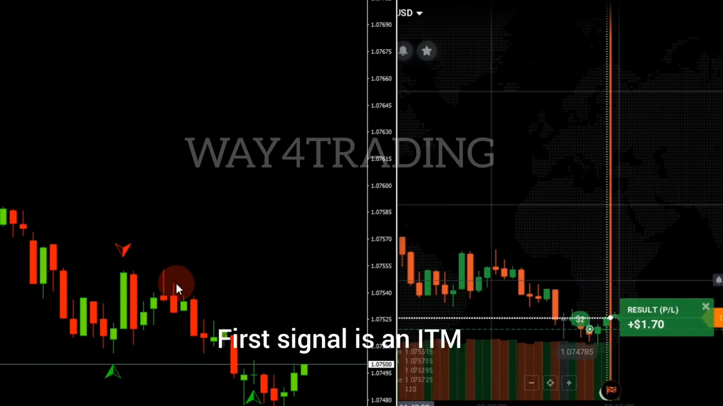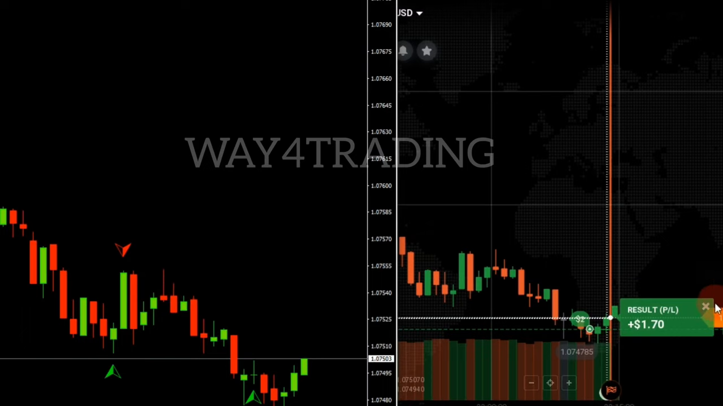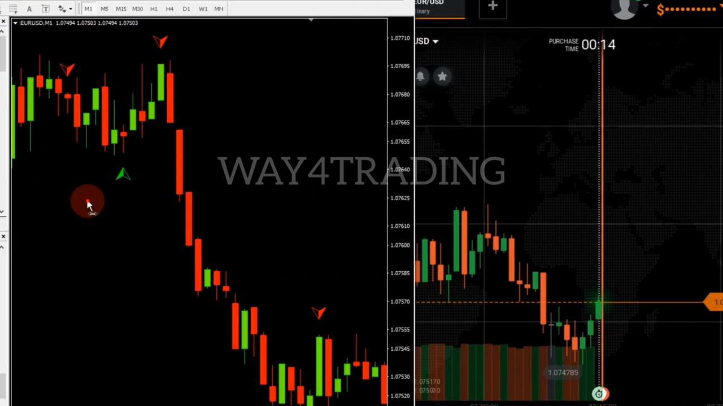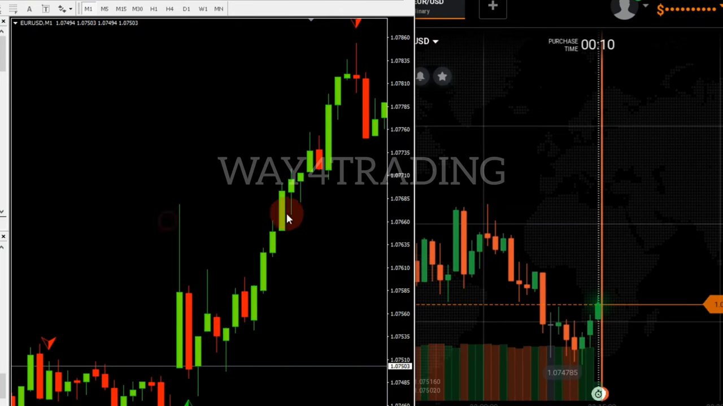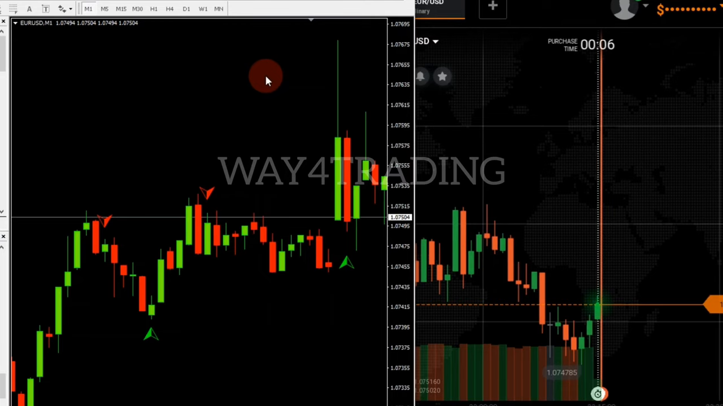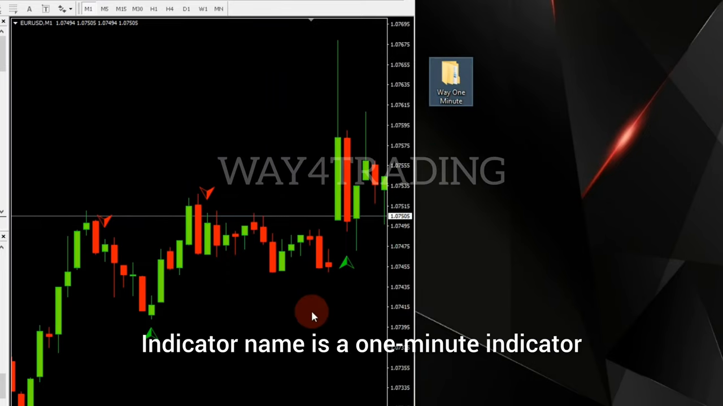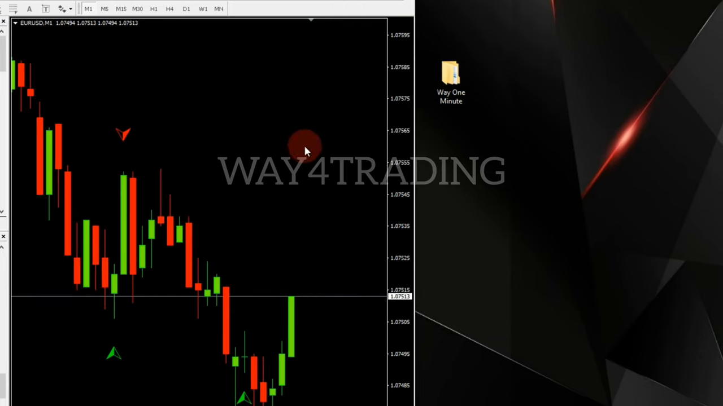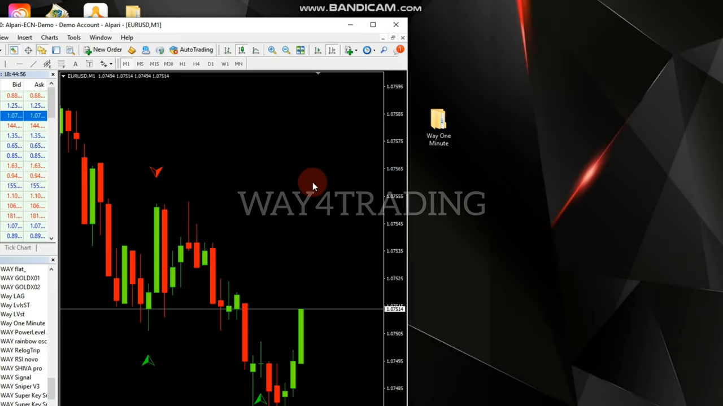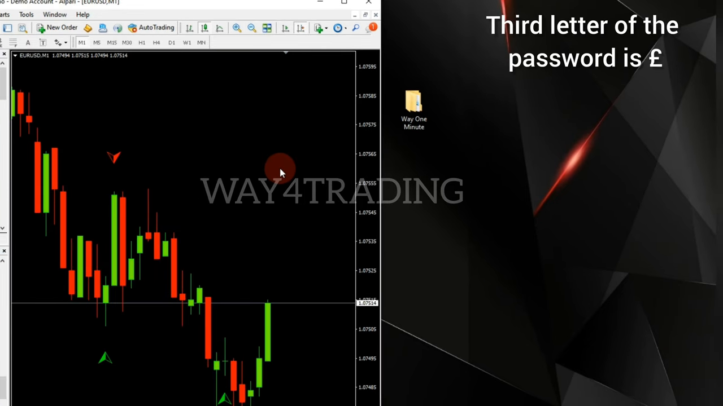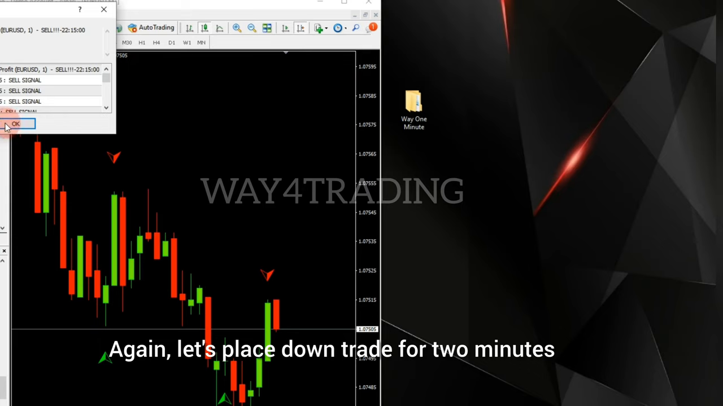First signal is an ITM. Indicator name is Wo 1 minute indicator. Third letter of the password is simple pound. Again, let's place a trade for 2 minutes.